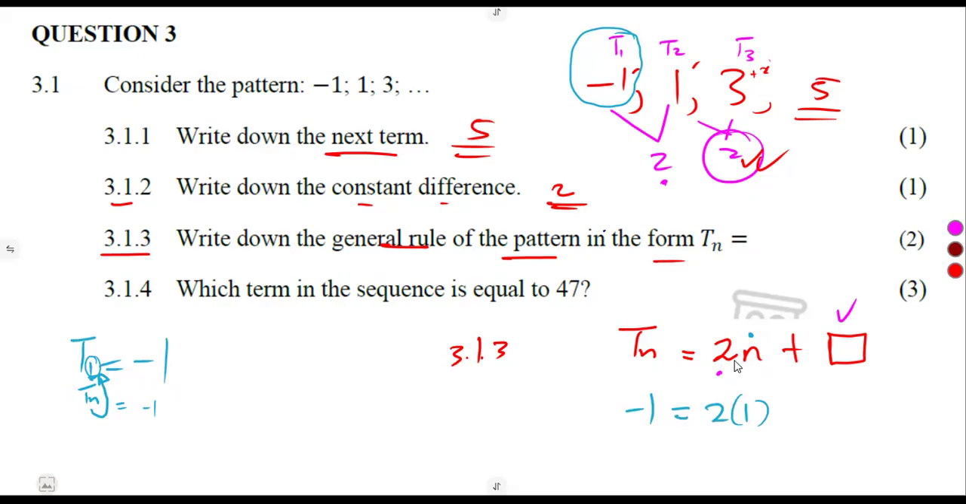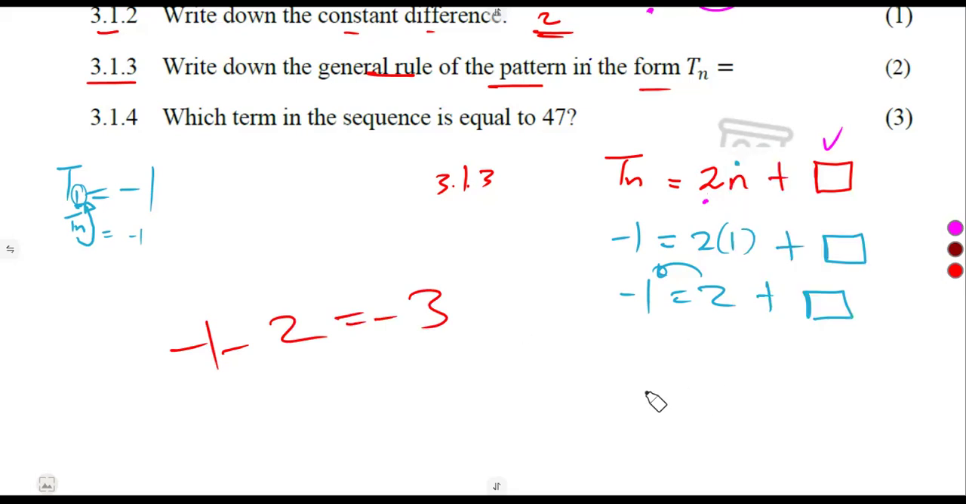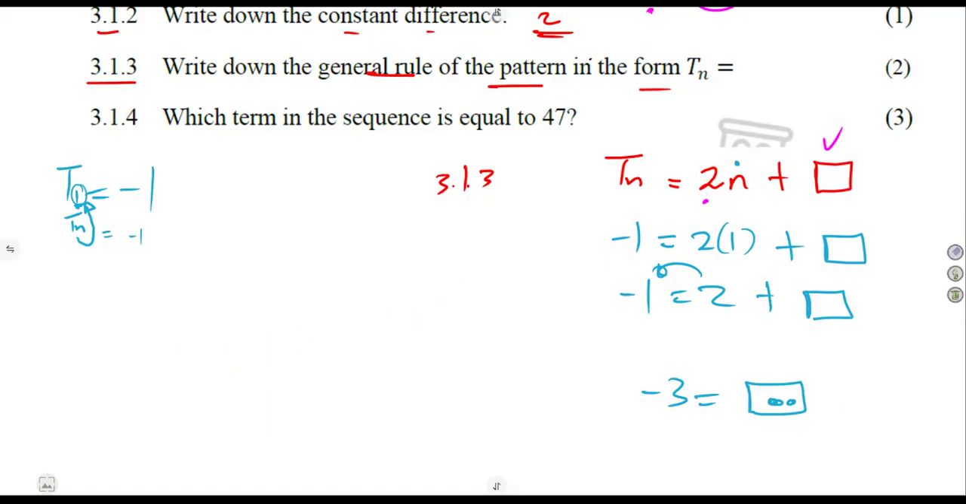So we substitute a 1 plus what must be added. What is it that must be added that we do not know? We have to find it. All right, so let's find it, guys. -1 is equal to 2 times 1, which is 2, plus what must be added. We take it to the other side. It was going to be a negative: -1 minus 2, which is -3. So meaning to say -3 is that part which was supposed to be added.